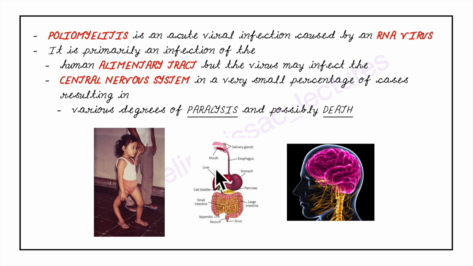Now I'll be showing certain diagrams in each slide which I want you all to note because it will be easier to remember the points by associating them with these diagrams. So as an introduction, poliomyelitis is an acute viral infection which is caused by an RNA virus. Second point is it is primarily an infection of the human alimentary tract that I have shown here. But the virus may also infect the central nervous system in a very small percentage of cases, resulting in various degrees of paralysis and possibly causing death.